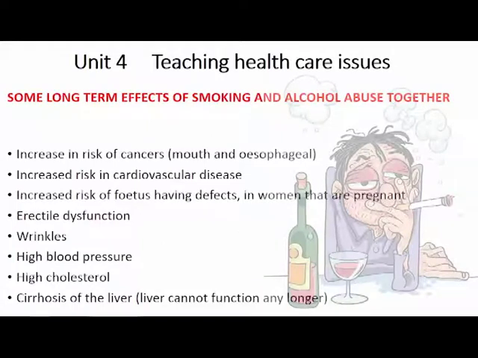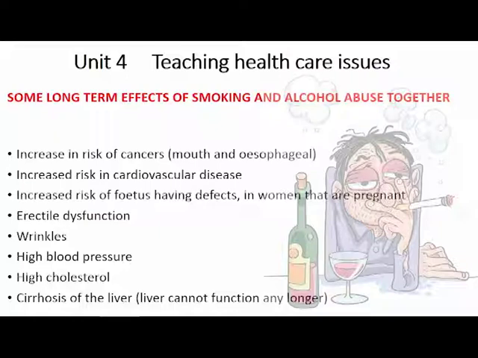Now we look at something that's not so nice, and that would be the long-term effects of smoking and alcohol abuse when they are used together. So this would be over several years. We can look at the increased risk of cancer, especially mouth cancer and esophageal cancer. Esophageal cancer has to do with the part that goes down from your mouth to your stomach. There's an increased risk of cardiovascular disease. In other words, your heart can be affected by smoking and drinking of alcohol.